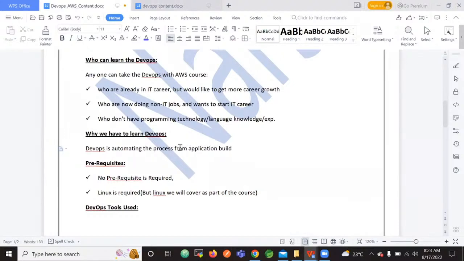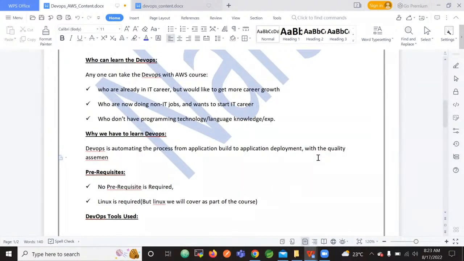So DevOps is automating the process from application build to application deployment. Here deployment means just making the application available in your Play Store. That's it. So DevOps is automating the process from application build to application deployment with quality assessment. Due to this automation, one day of work is completed in just 1 hour.